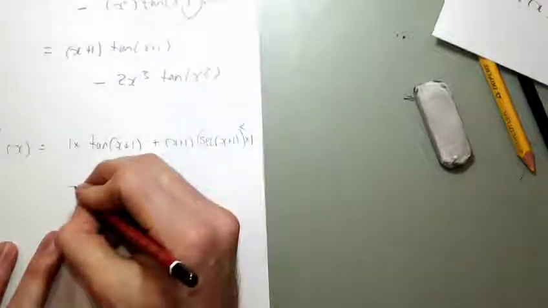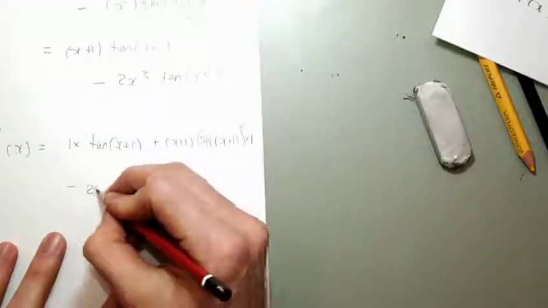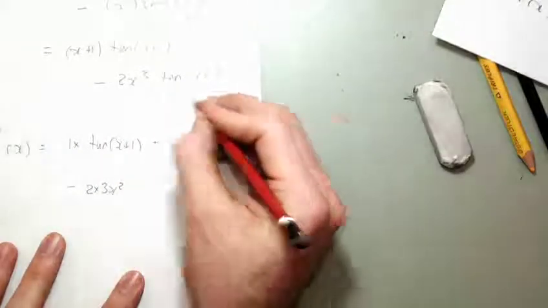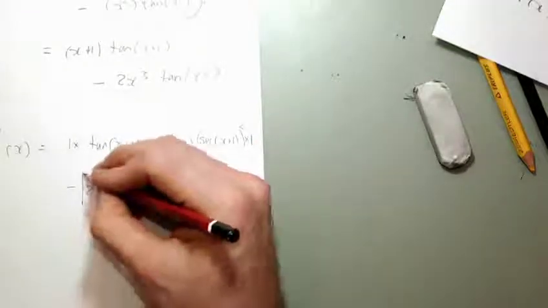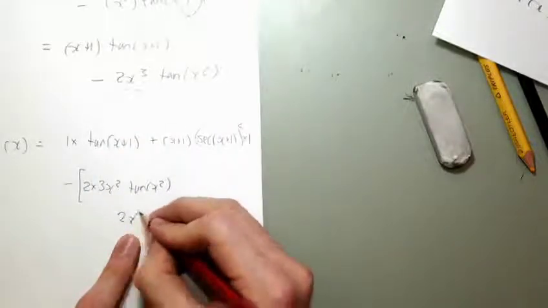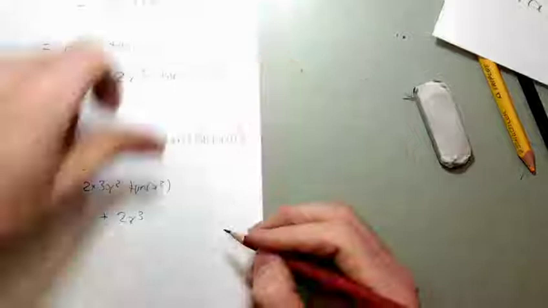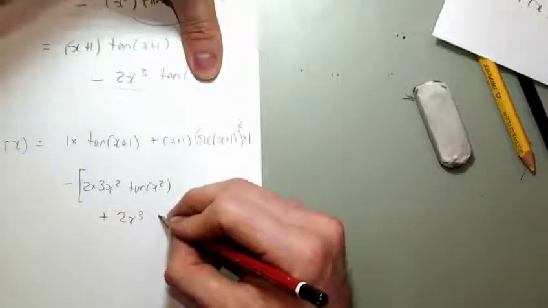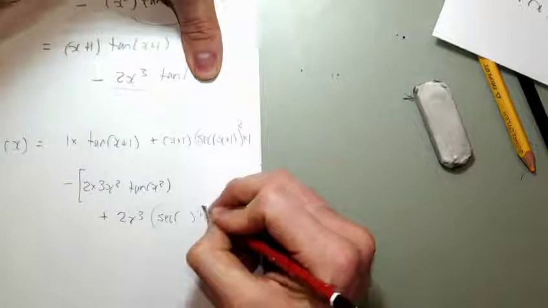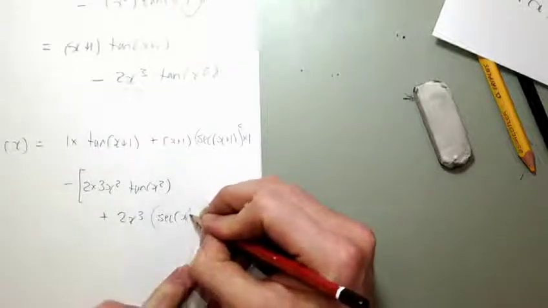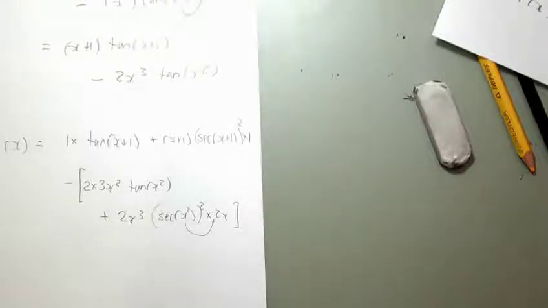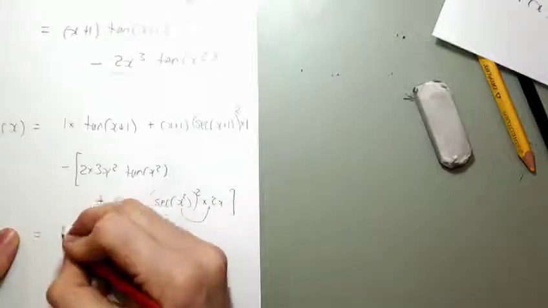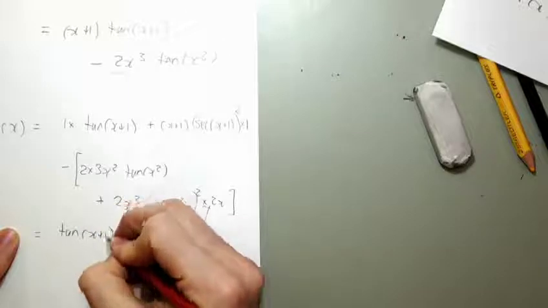Second bit, differentiate that, which will give me the 2 will still be there, 3x squared. Keep the tan x squared. So that's the first bit. And now I will keep the 2x cubed and differentiate the tan x squared. Now the derivative of tan is sec squared, but it's not an x, it's an x squared, so I'll have to times by the derivative of that. Sweet. Awful, really, but there you go. This is not going to get any prettier by simplifying it.